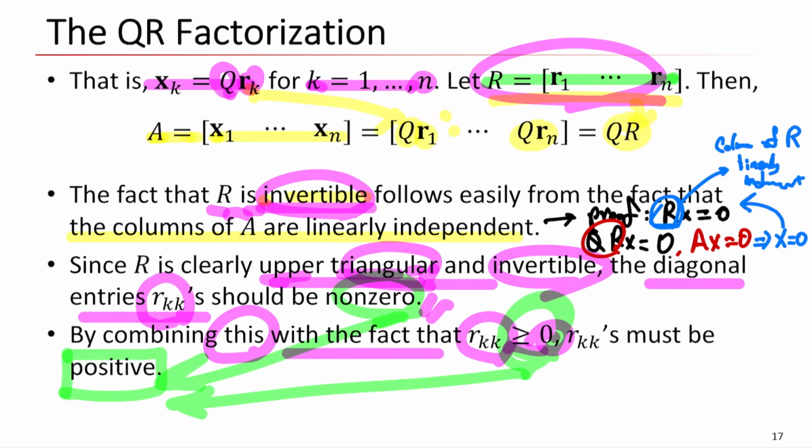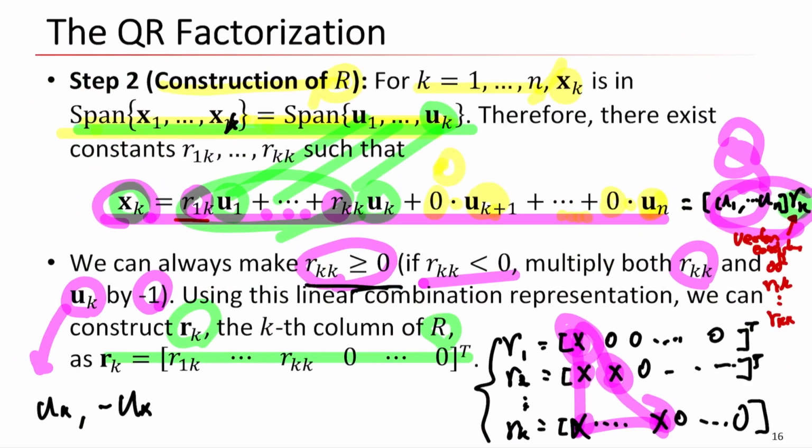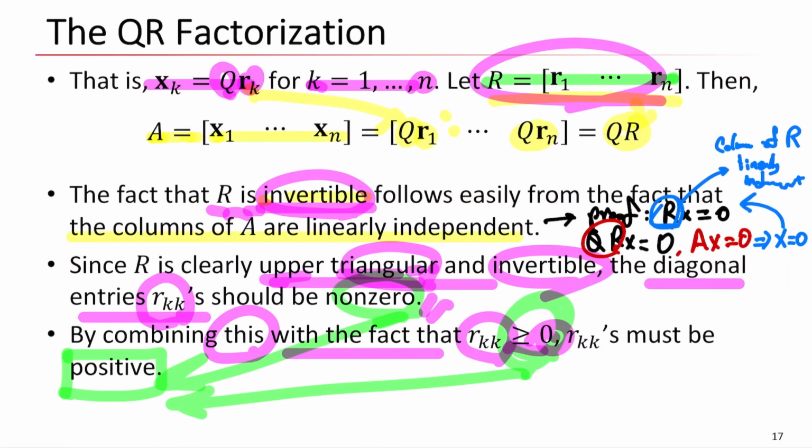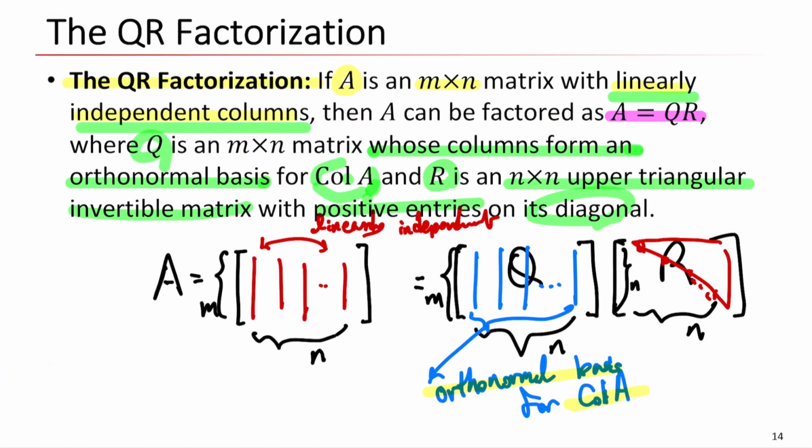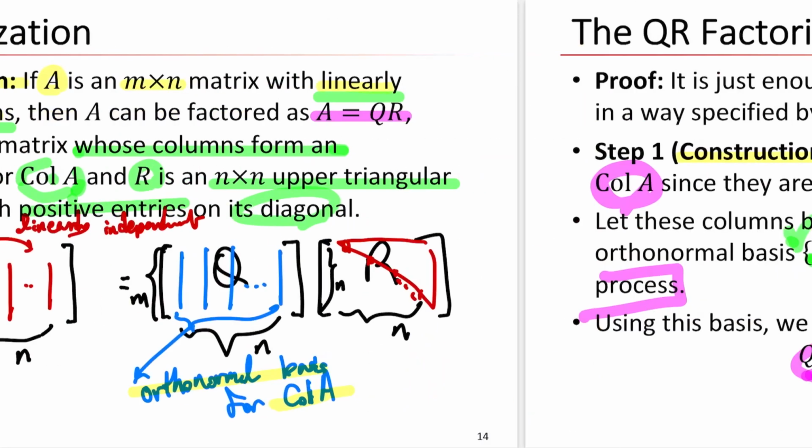To summarize, by using the Gram-Schmidt process, we can generate the matrix Q, and according to the matrix Q, we can define the matrix R. Then my matrix R has some properties, such as being an upper triangular matrix with a positive entry on each diagonal, right? So this is the QR factorization.